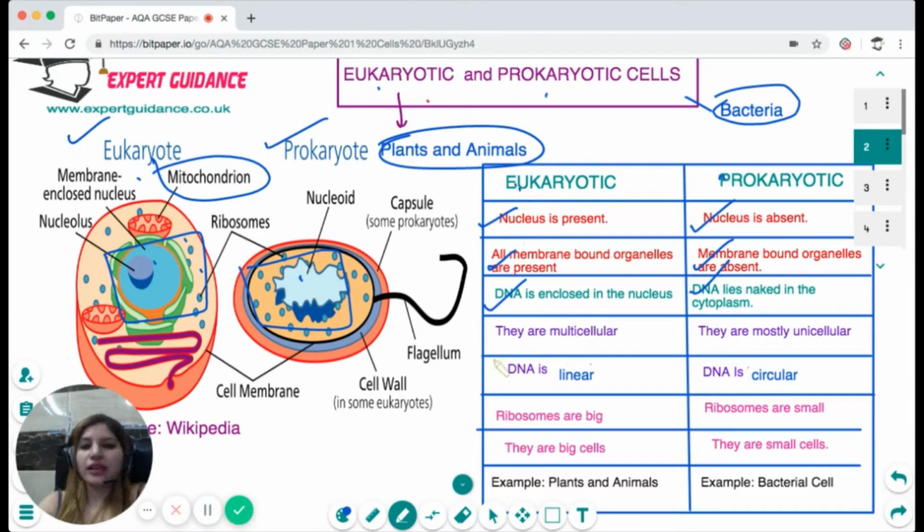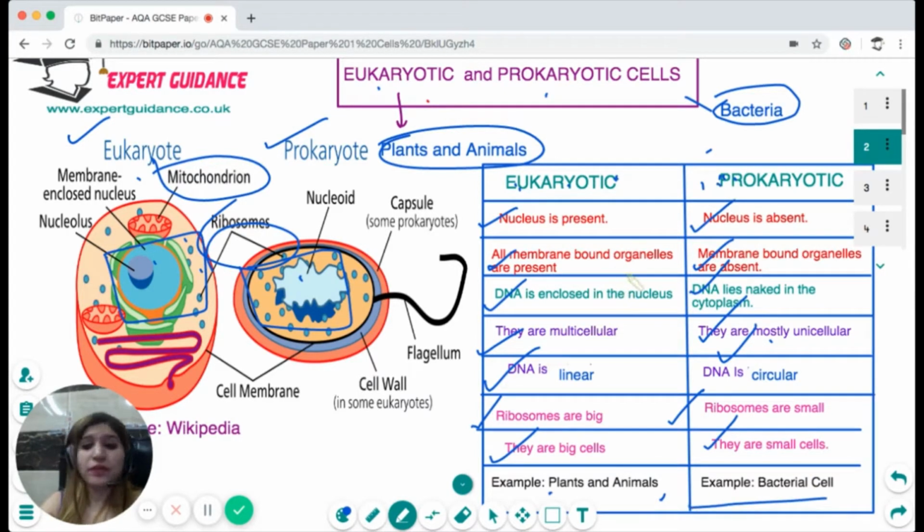The eukaryotic cells are mostly multicellular, but the prokaryotic cells are mostly unicellular. The eukaryotic cell DNA is linear, but prokaryotic cell DNA is circular. Both eukaryotic and prokaryotic cells have ribosomes, but in a eukaryotic cell the ribosomes are big. In a prokaryotic cell, they are small. Eukaryotic cells are multicellular big cells, whereas prokaryotic cells are small unicellular cells. Examples are a plant cell and an animal cell for a eukaryote, and for a prokaryote, there's a bacterial cell.